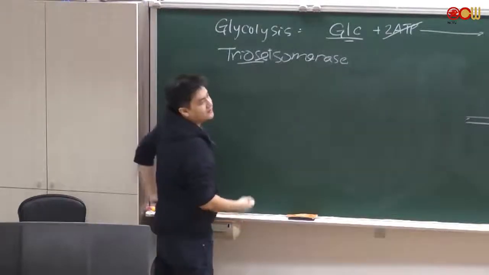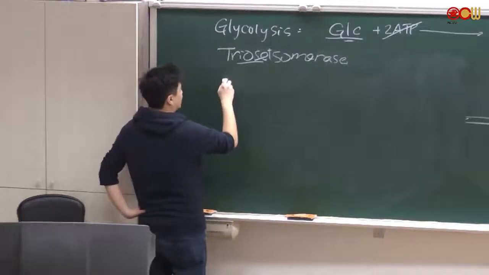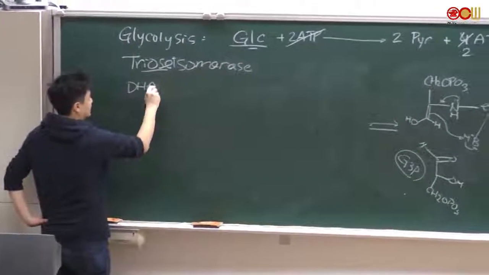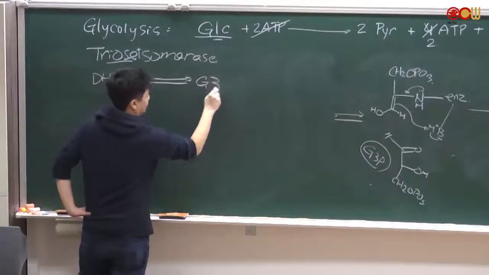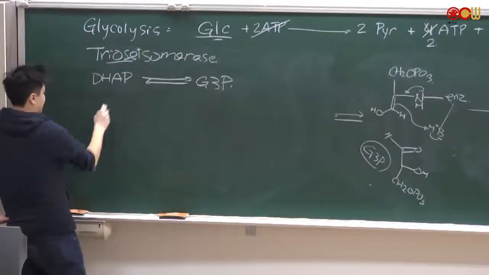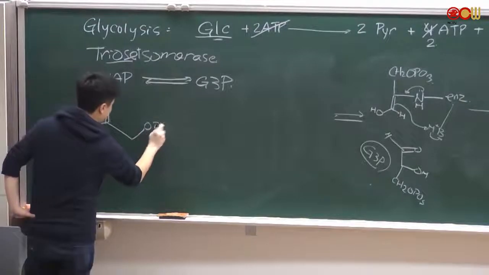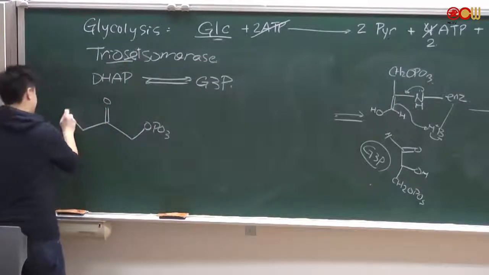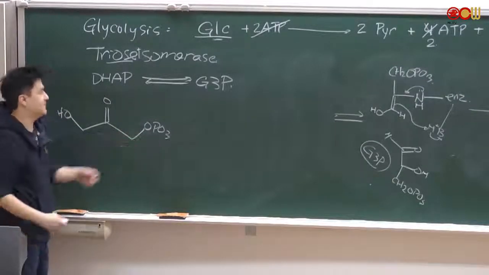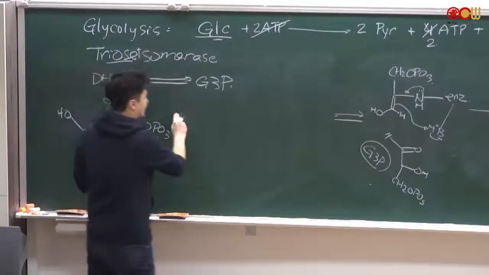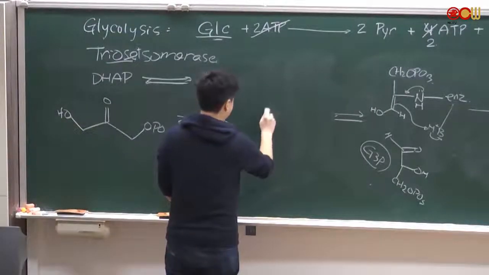You want to convert DHAP to G3P. DHAP looks like this: acetone, dihydroxyacetone, dihydroxyacetone phosphate. And it's going to convert that into glyceraldehyde 3-phosphate, which looks like this.